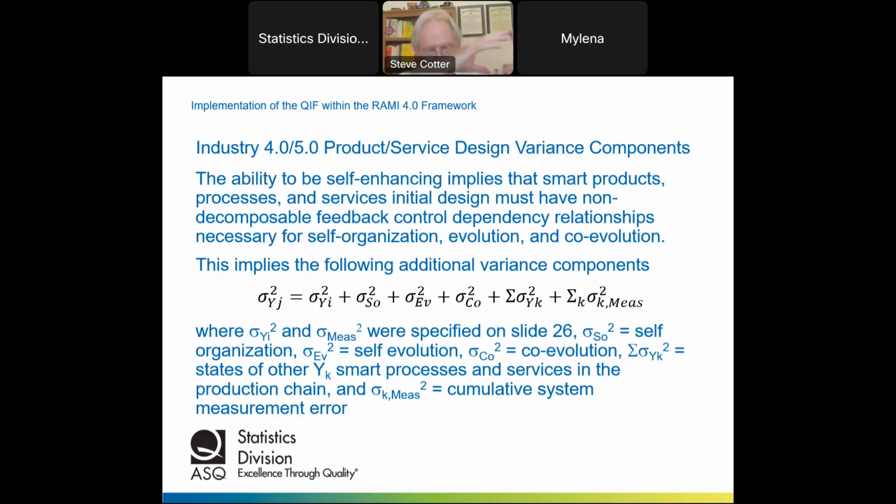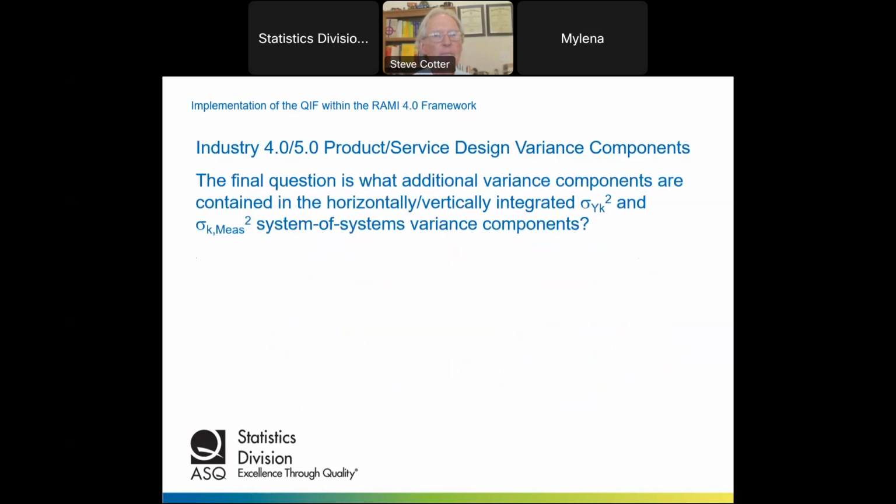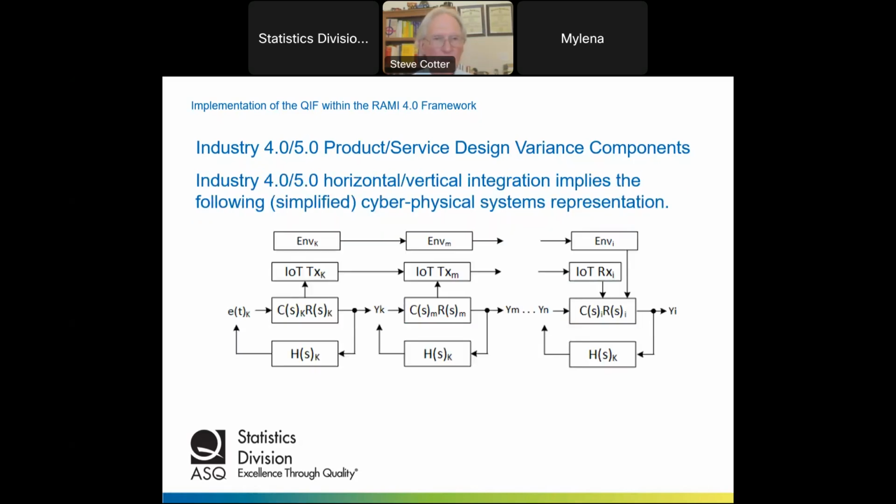That's in the IoT horizontally, vertically interconnected system, in addition to the production measurement error, sigma square measurement itself. Well, the final question is what additional variance components are contained in the horizontally vertically integrated sigma square YK and sigma square K measurement system of systems variance components. This is a static representation of what I was just talking about.